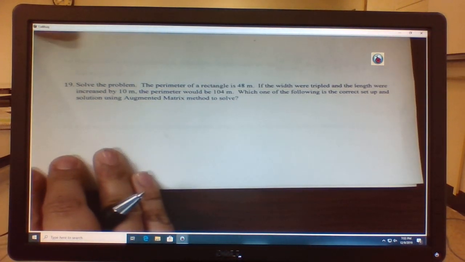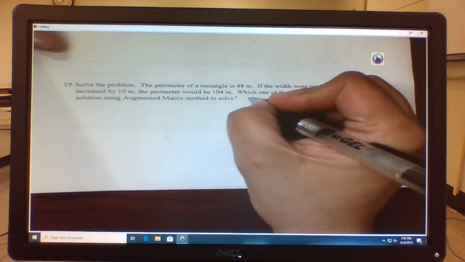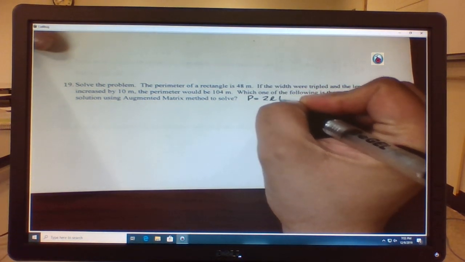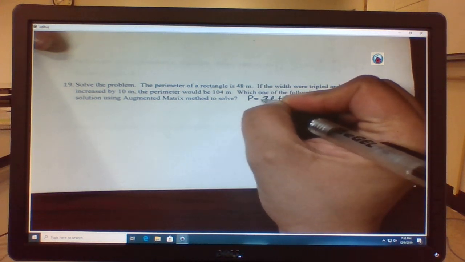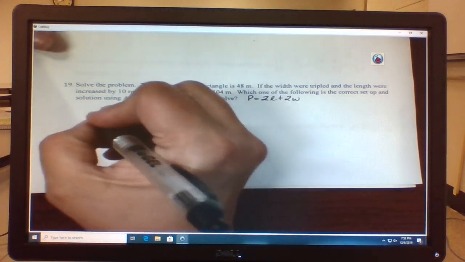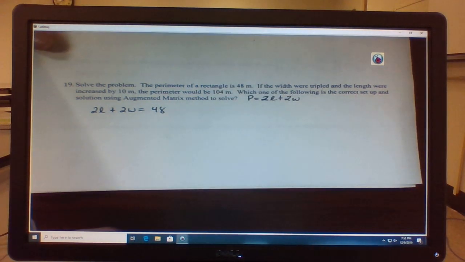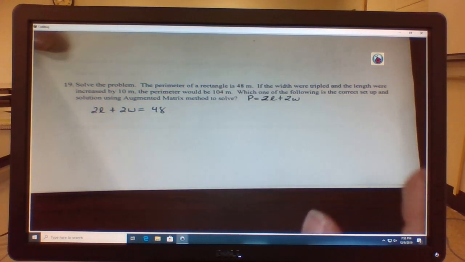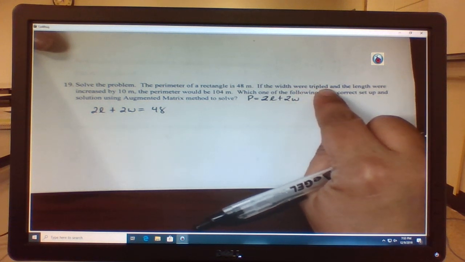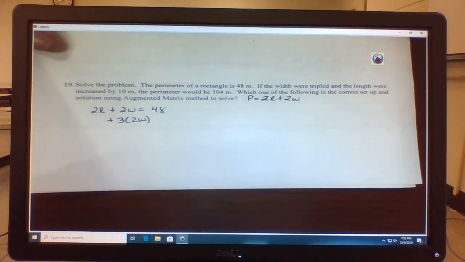I'm looking for perimeter. The official formula for the perimeter of a rectangle is P equals 2L plus 2W. It says the perimeter of a rectangle is 48. 2L plus 2W equals 48. So that's 1. But then it tells you what happens if the width were tripled. When you triple something, do you add, subtract, multiply, or divide? Multiply. So I am multiplying the width by 3.